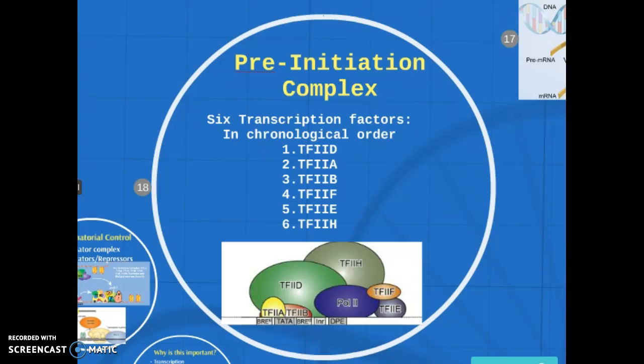The first transcription factor is transcription factor 2D, and it is 2 because we are using RNA polymerase 2 when it comes to this pre-initiation complex. You see the purple circle here, that is polymerase 2. So all these factors are going to be associated with polymerase 2. Transcription factor 2D will bind to the TATA box.